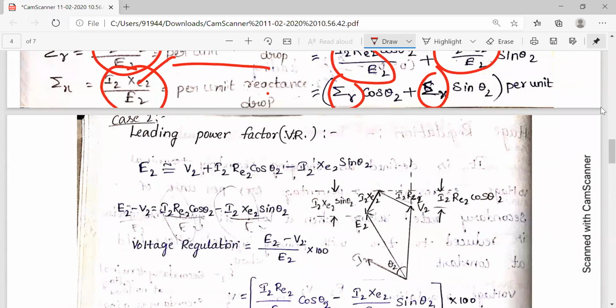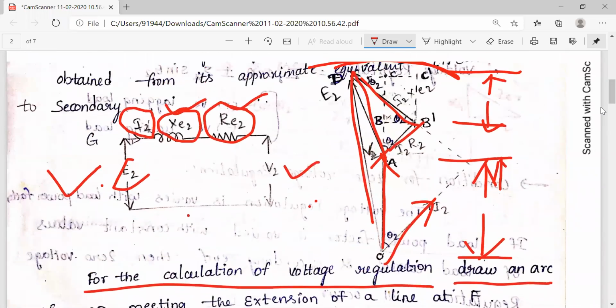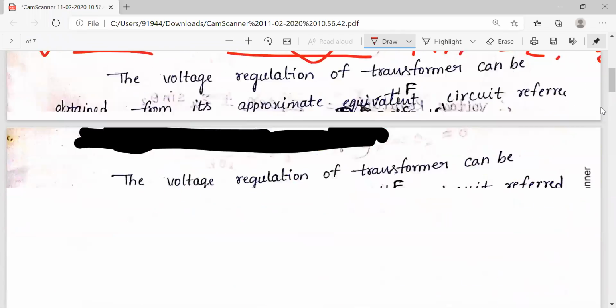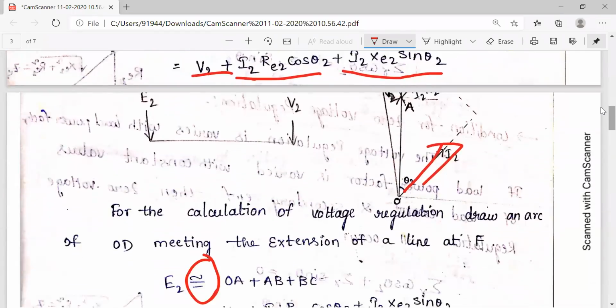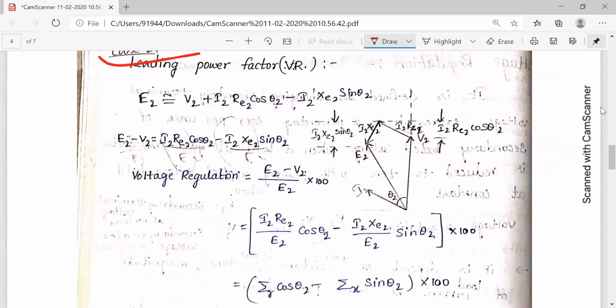Okay, next case 2, the leading power factor. The first case was lagging power factor. Case 1 is for the lagging power factor, so next for leading power factor. Current leads the terminal voltage. So first draw the phasor diagram at leading power factor.